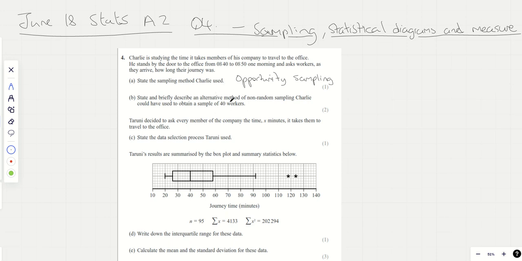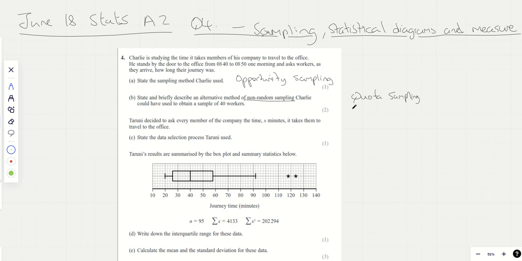Okay, state and briefly describe an alternative method of non-random sampling that Charlie could have used to obtain his sample of 40 workers. Well, the only other type of non-random sampling is quota sampling. Quota sampling is different from opportunity sampling in that you have to fulfil a quota. It's much more like stratified sampling, but it isn't the same, because in stratified sampling there is a form of randomness: you still select the strata randomly from the population. That's why stratified sampling is a form of random sampling.